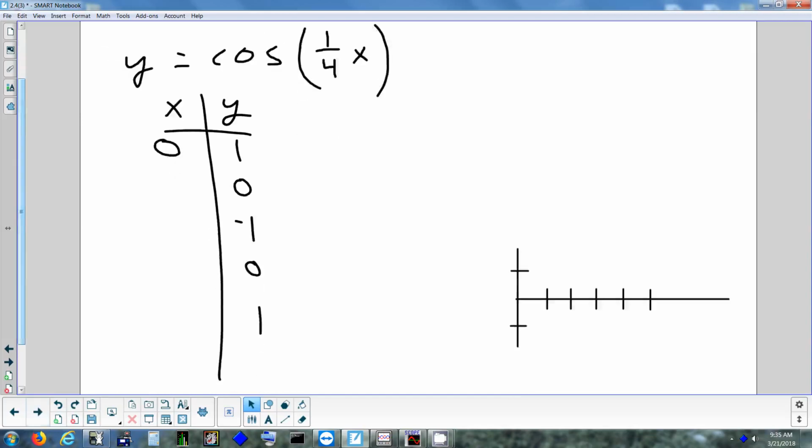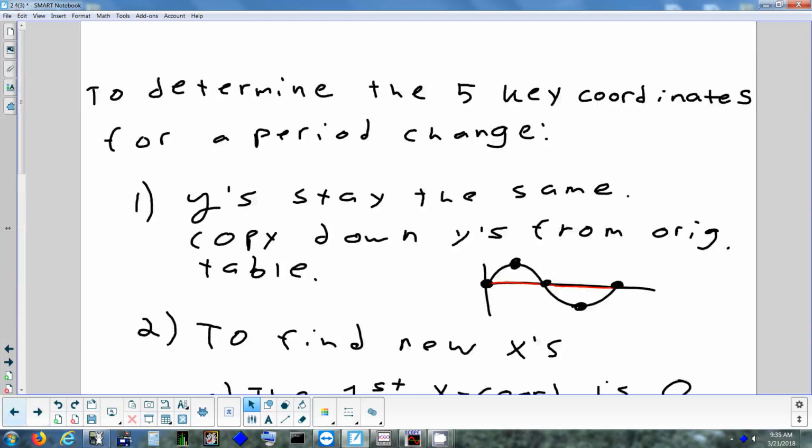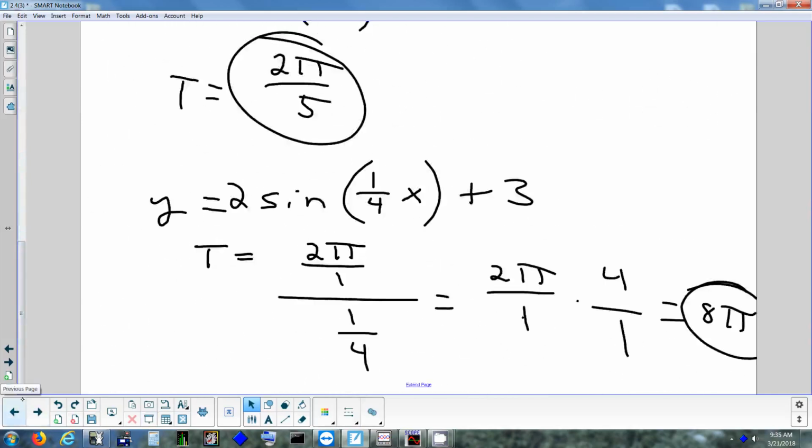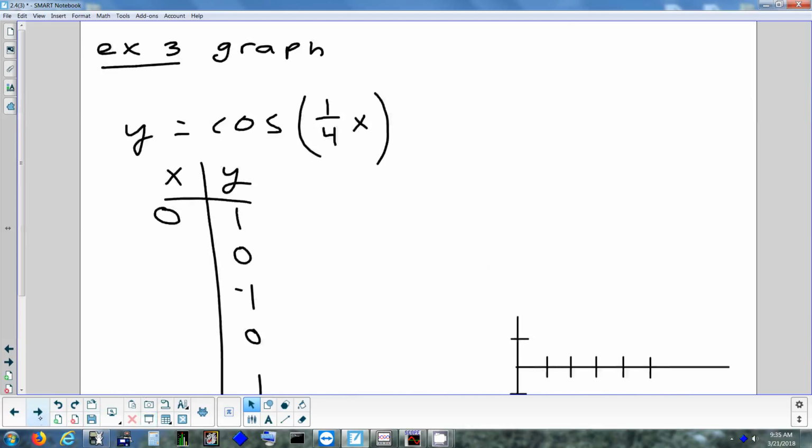Okay. What's the formula to find out where we stop? 2 pi over, wait, hold on, 2 pi over 1/4. I'm not going to go through that again because we already did it right here. 2 pi divided by 1/4 is 8 pi. So now we know where we're going to end. Okay, 8 pi.